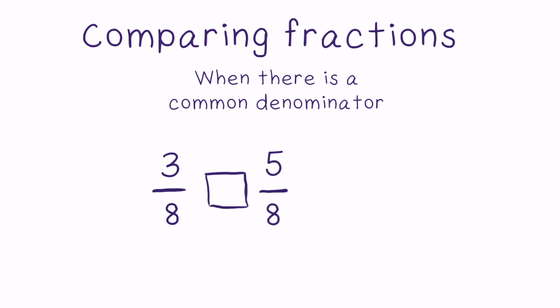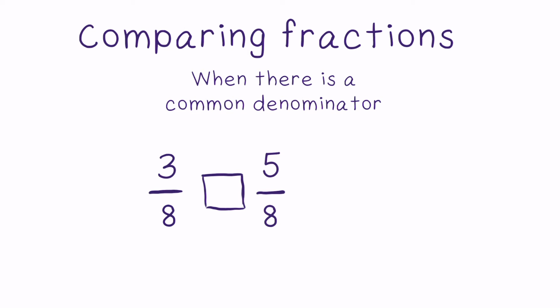In the case where there is a common denominator, as there is in this example, see how the denominator of both of the fractions that we are comparing is 8. So since we have a common denominator, it's pretty easy. We're just going to compare the numerators.